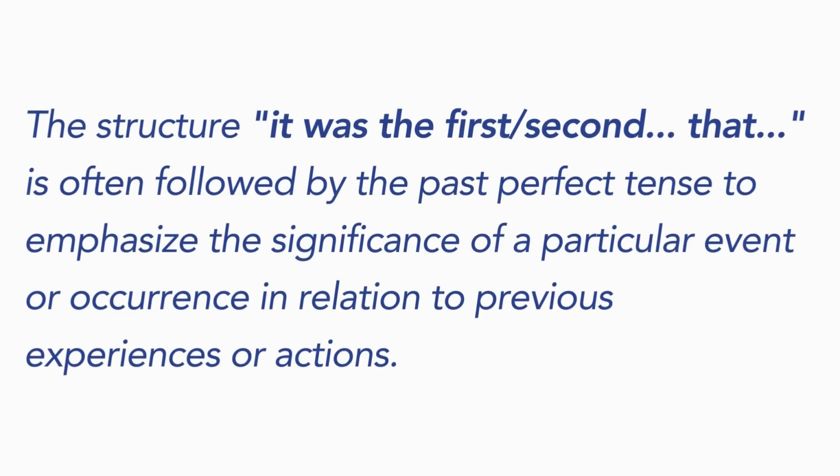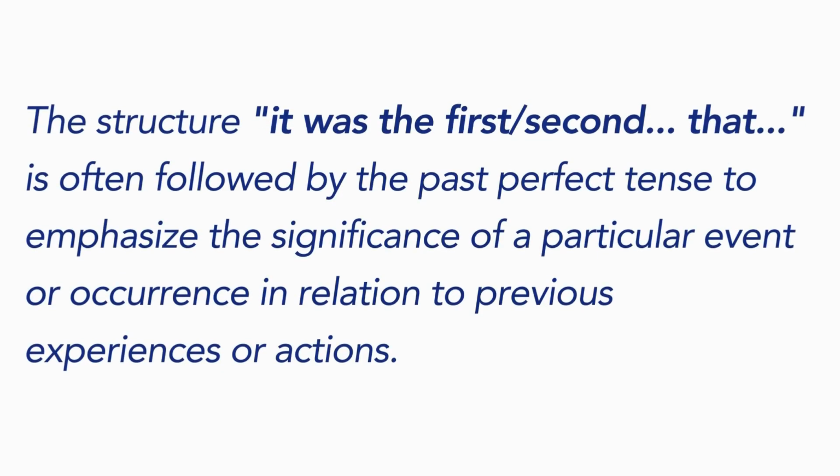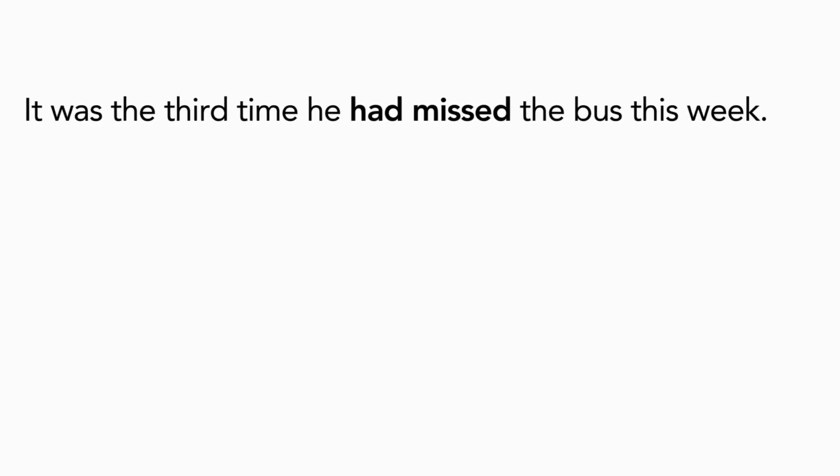The structure, it was the first or second, that, is often followed by the past perfect tense to emphasize the significance of a particular event or occurrence in relation to previous experiences or actions. Here are some examples. It was the third time he had missed the bus this week. In this sentence, the past perfect had missed emphasizes the repetition of missing the bus and highlights the significance of this occurrence being the third time within the week.